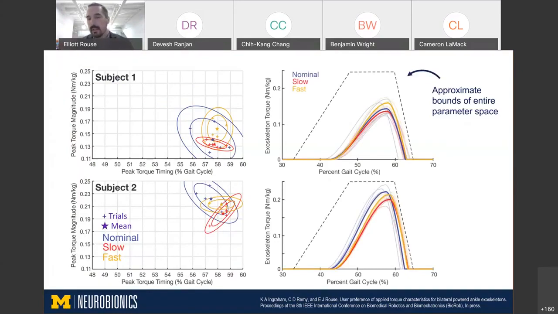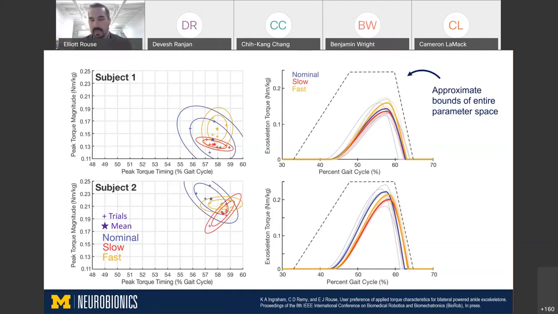And if we look at their profiles as a function of gait cycle, we can see the differences in the profiles that they preferred across the different speeds. And there's a couple things that stand out. One thing that's important is that the people's timing preferences were very consistent, both across speeds and between subjects. But their magnitude preferences were very different.